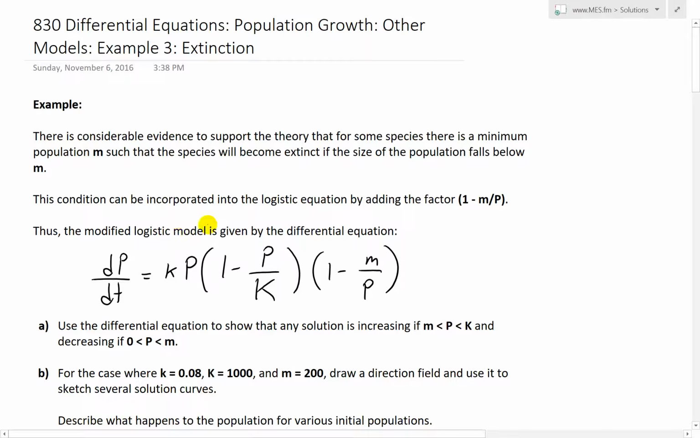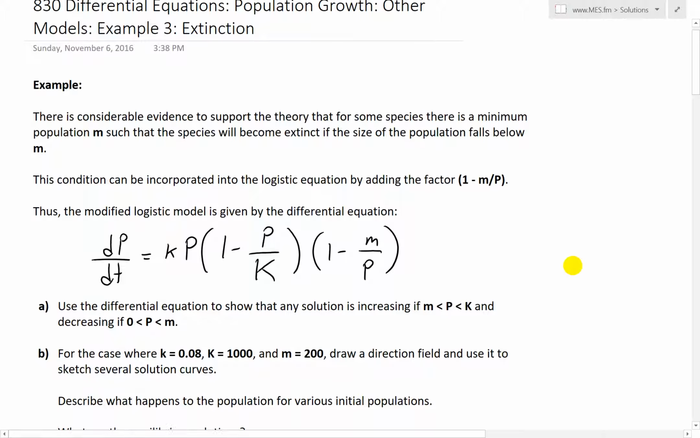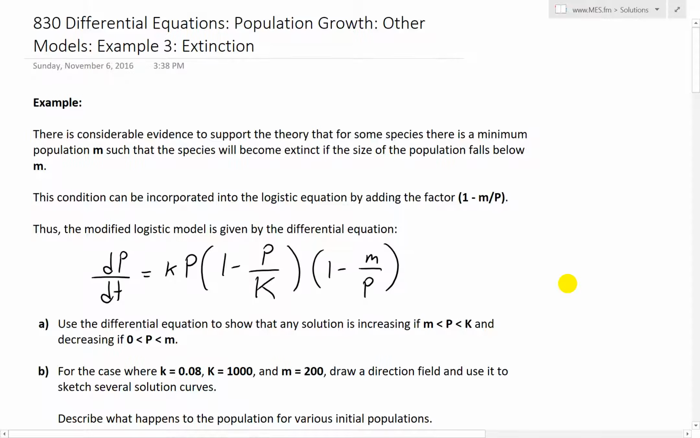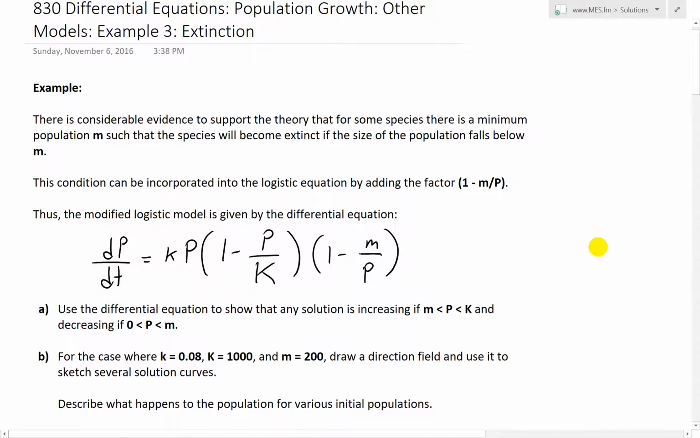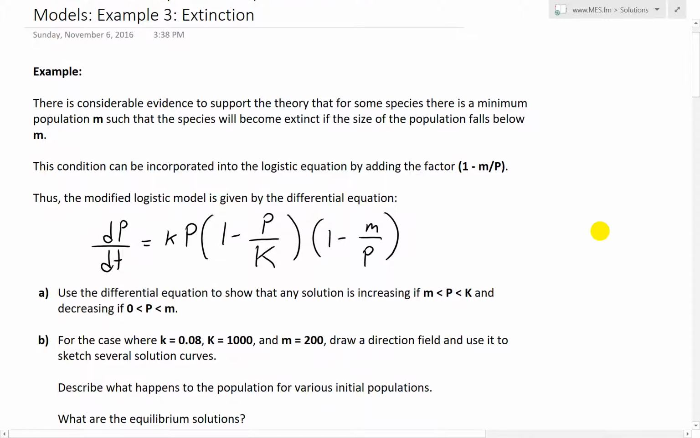Today we're going to discuss further into the population growth other models video series for the differential equations videos that I've been going over, and now look at example 3 of that other model series and look at extinction and how to include that into the population growth models. So let's go over this example, which is pretty interesting.